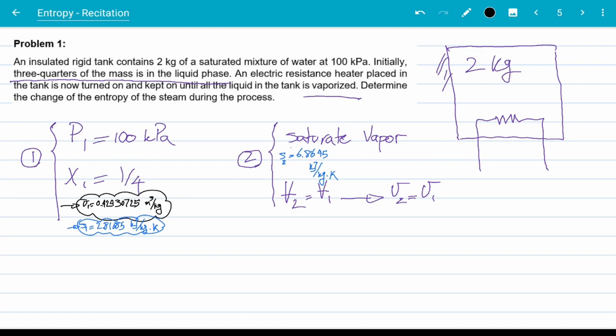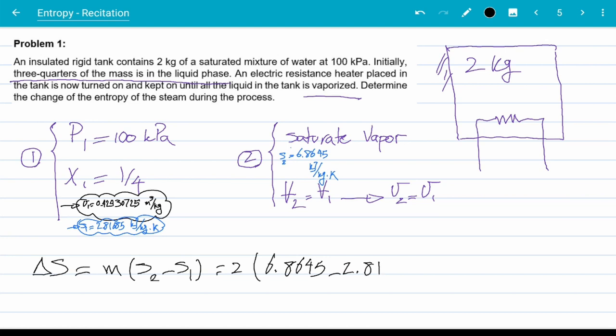Now that I have both s1 and s2, I can find the change of entropy of steam. Delta capital S is mass times (s2 minus s1). That is 2 times (6.8645 minus 2.8168). That is 8.0953 kilojoules per kelvin.